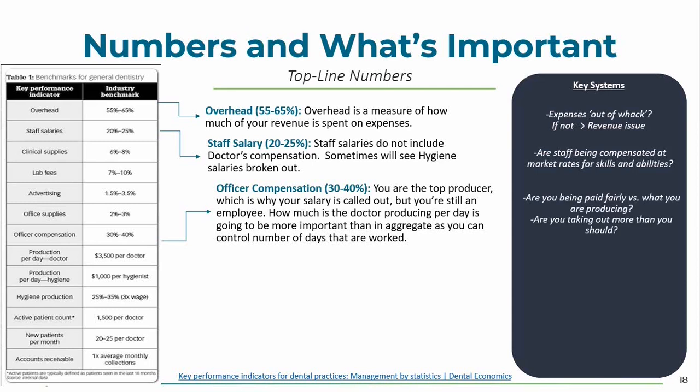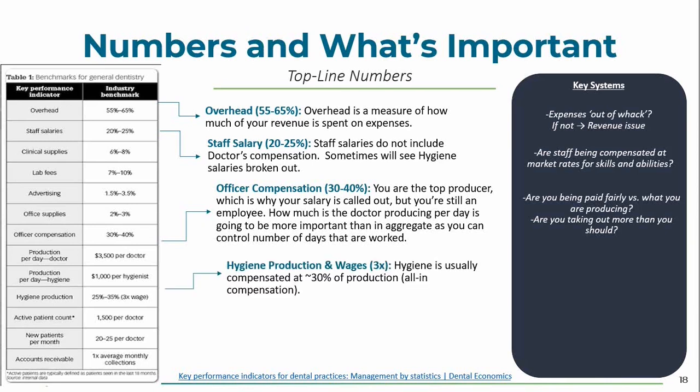So, what systems can you check if this 30 to 40% is out of whack? First, are you being paid fairly for what you're producing? Look at what you're producing versus what you're taking home. Is that way above what you would potentially earn as an associate? Because associates tend to be paid as a percent of production.